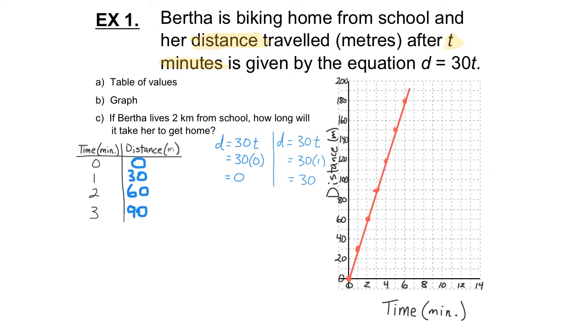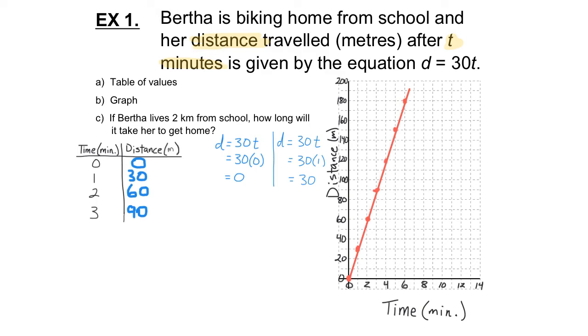So now I can answer the question, if Bertha lives 2 kilometers from school, how long will it take her to get home? To answer this question, you could take your table of values and just extend it, use the same pattern, and just keep going until you get to 2,000 meters. Now that might take you a long time. It's probably not the most efficient way to solve this problem. Also, you could have a bigger graph and just keep going until you get to 2,000 meters on the y-axis. But again, that's time consuming. That's going to take a lot of your energy.